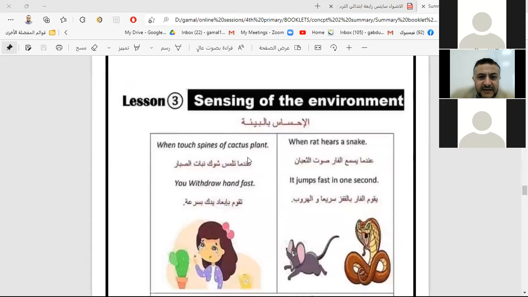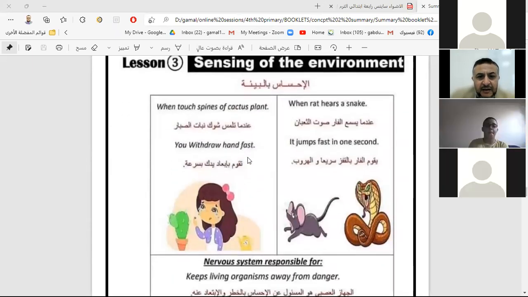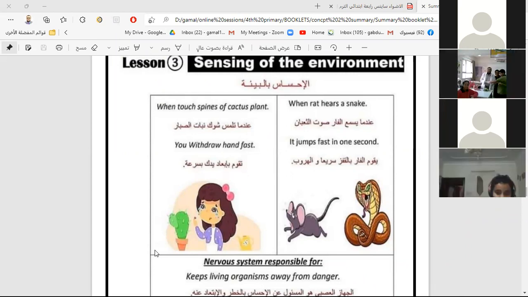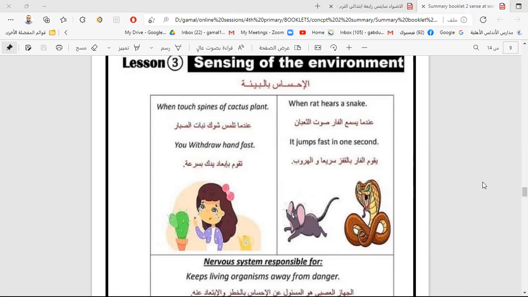We revise the sensation, our sensing of the environment. We use our senses to collect information from the environment. And also the nervous system is working, very good working, because it receives the information from the environment and sends it as nerve impulses to the brain.